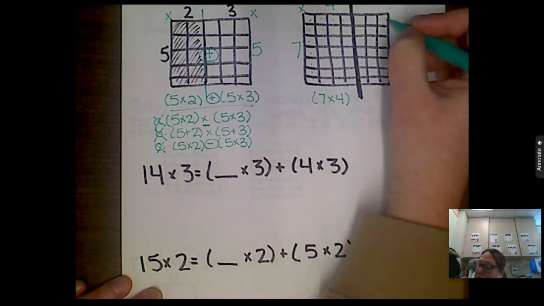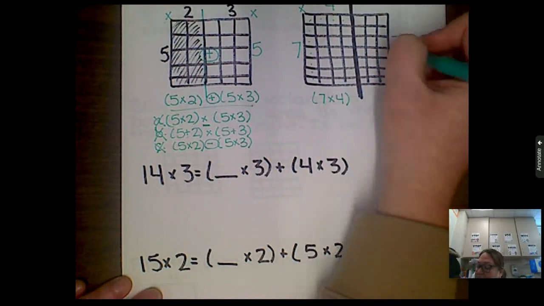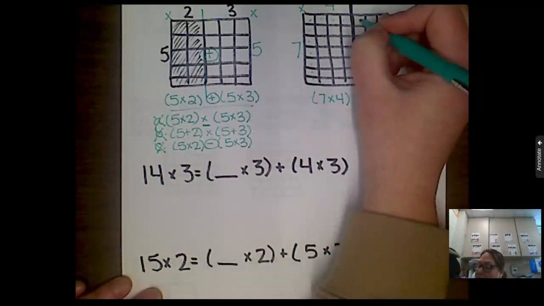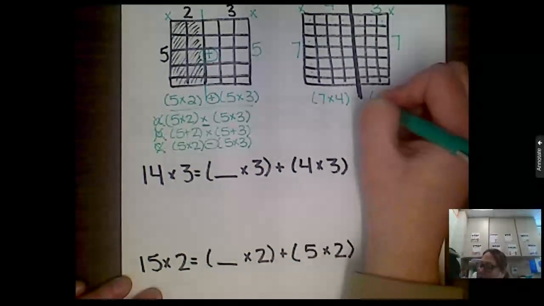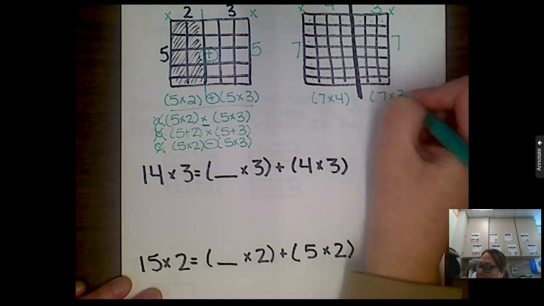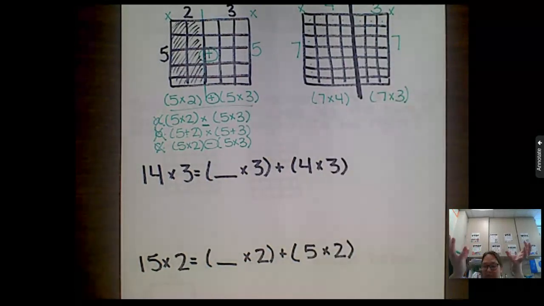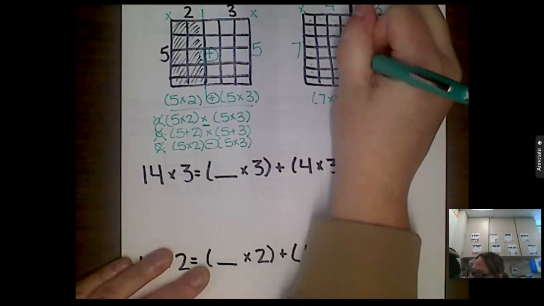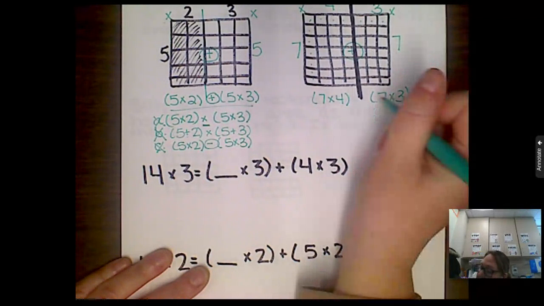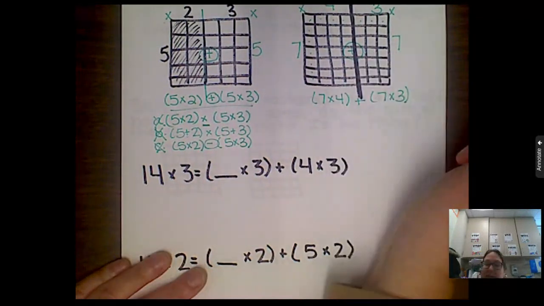And this part over here, again, it's going to be 7 rows, right? And how many in each row is 1, 2, 3. So this part is 7 times 3. 7 times 4 and 7 times 3. What do I do with those 2 parts? I'm going to add them together, right? So I can put that plus sign right there in the middle.